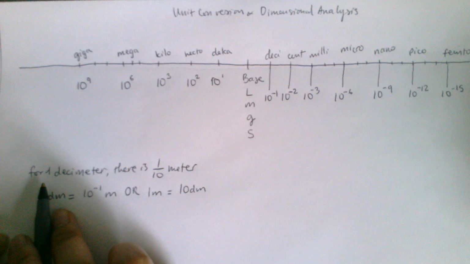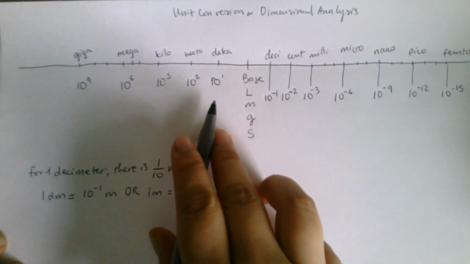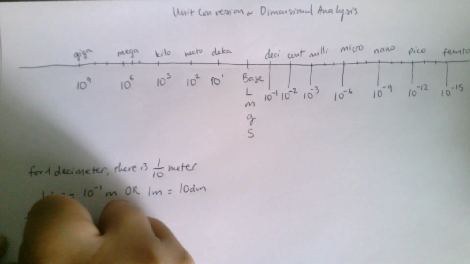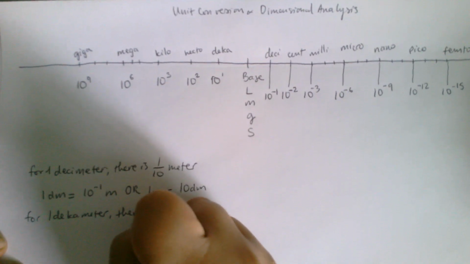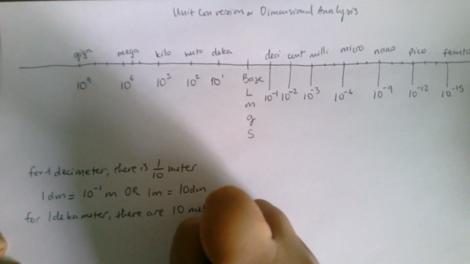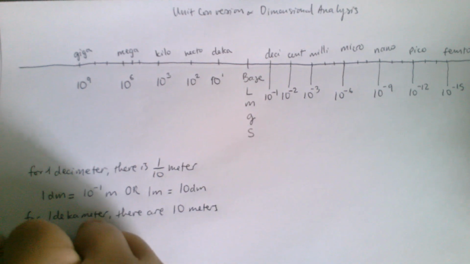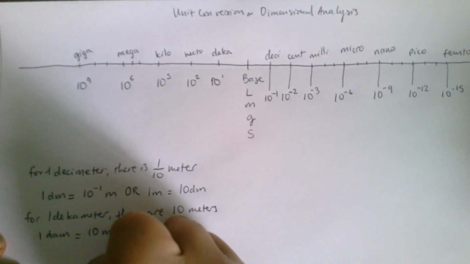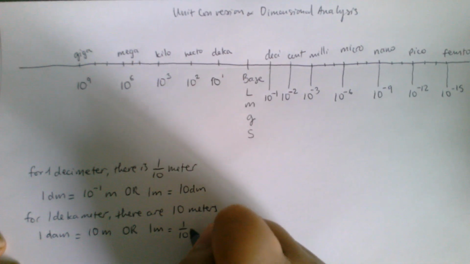In the same way that we said for 1 decimeter there is 1/10 of a meter, for 1 decameter, there are 10 meters. So we can write 1 decameter equals 10 meters, or 1 meter is 1/10 or 10 to the negative 1 decameter.